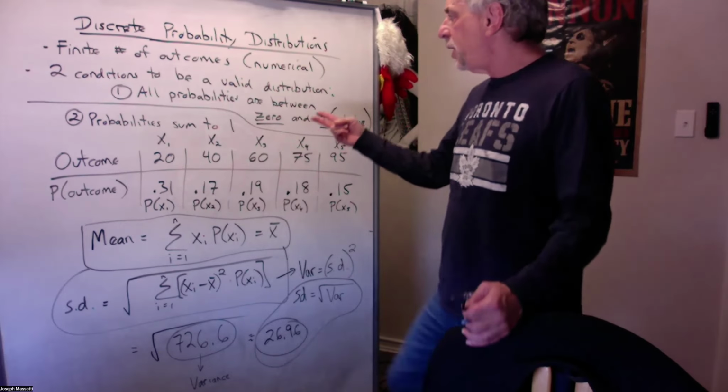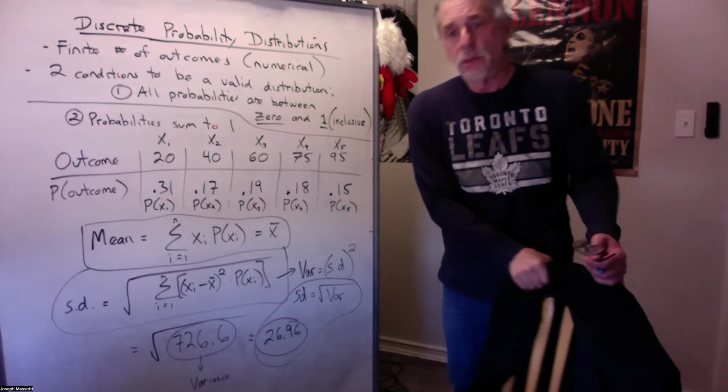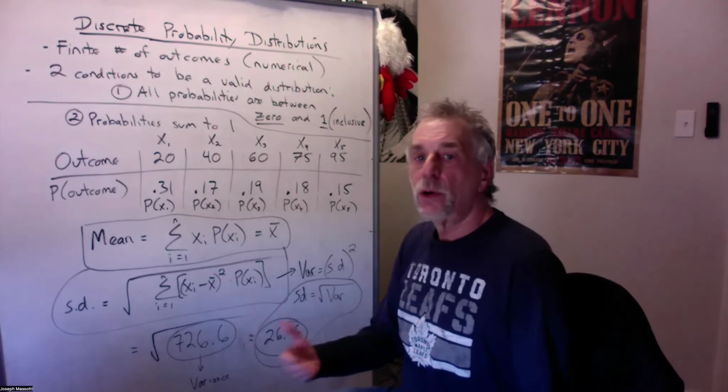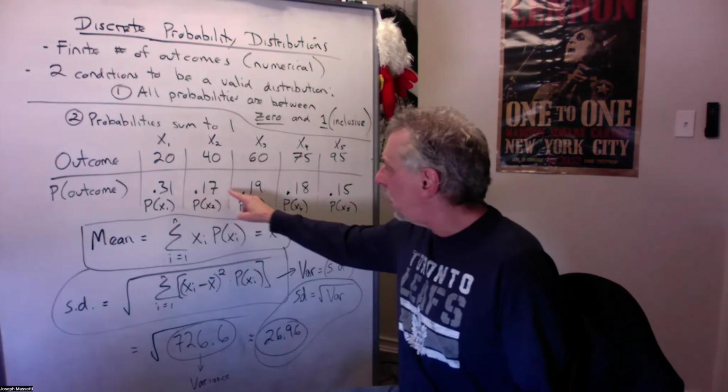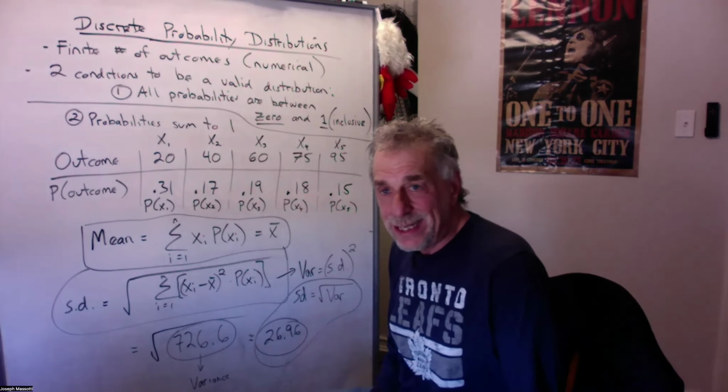So two things you've got to check. Are all the probabilities between 0 and 1, like we talked about when we first introduced probability? It has to be a number between 0 and 1. Could be 0, could be 1. All these numbers are, in fact, numbers between 0 and 1. So it fits that condition.